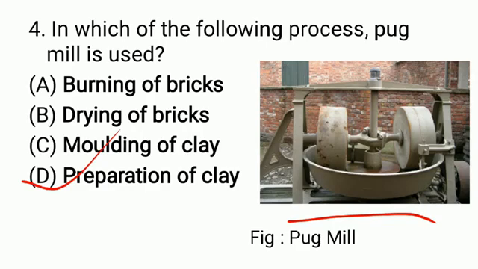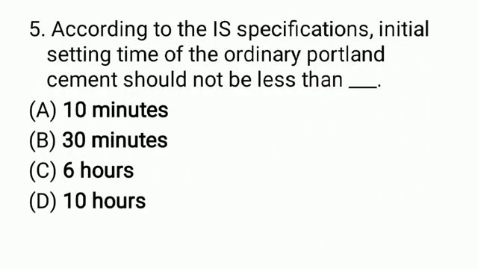Next question, according to the IS specifications, the initial setting time of ordinary Portland cement should not be less than, so should not be less than what? 30 minutes. This is a most important question, and it is repeated many times.